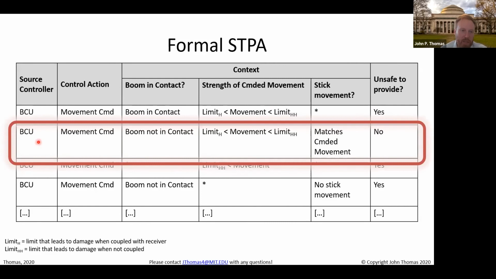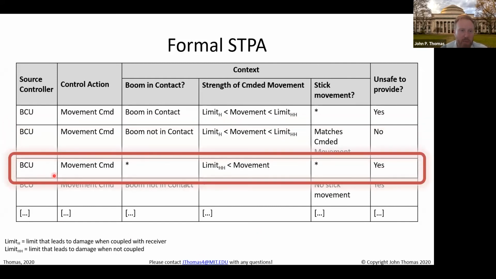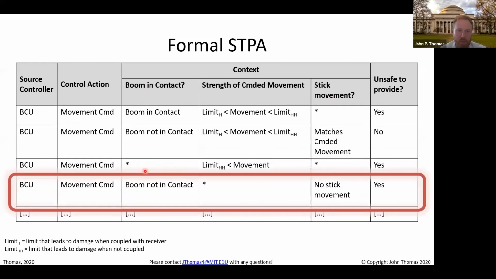What about this one? BCU provides a movement command when we're not in contact, we're above the high limit, and we're matching stick movement. This is okay in manual mode because we allow more movement in manual mode than when you're fixed to a receiving aircraft that's in a fixed position and not moving about erratically, let's say. All right, next one. What about BCU provides a movement command when the movement is greater than the high limit. It's way out there. These two don't even matter. Anytime you're outside the high limit, you're potentially about to cause damage. This is going to be unsafe to provide. So these stars can be seen as don't care terms. They match with any stick movement and any state of boom contact. It just consumes everything else.